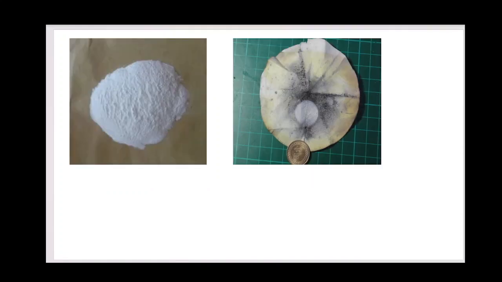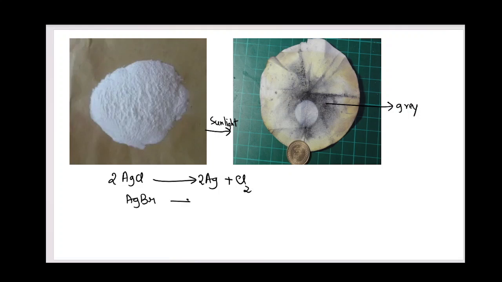So now the third type of decomposition. You can see here there is a white powder. This is nothing but silver chloride. Okay, when it is exposed to sunlight, you can see the color of the powder turns into gray. That is nothing but when it is exposed to sunlight, it splits into silver and chlorine. Same way, if you take silver bromide, you get silver plus bromine.